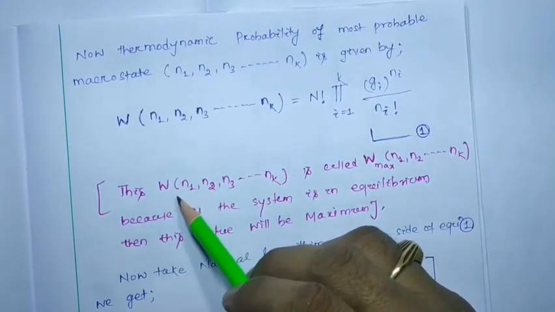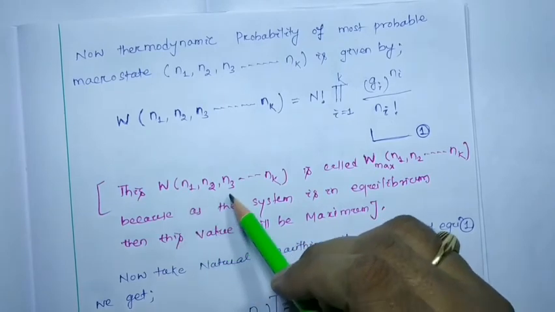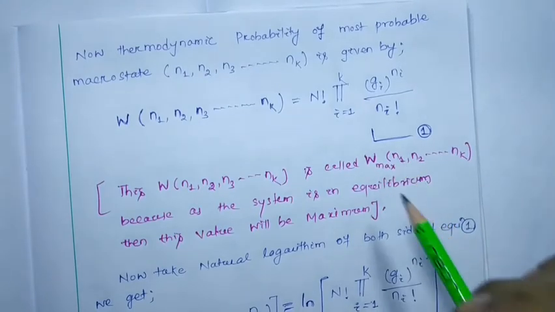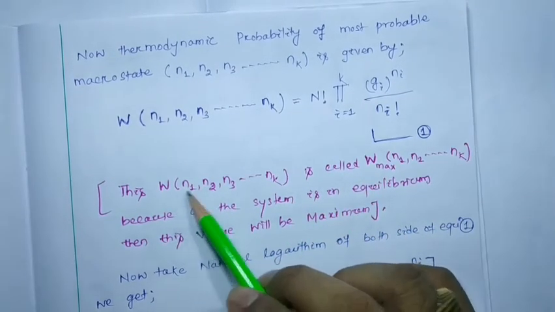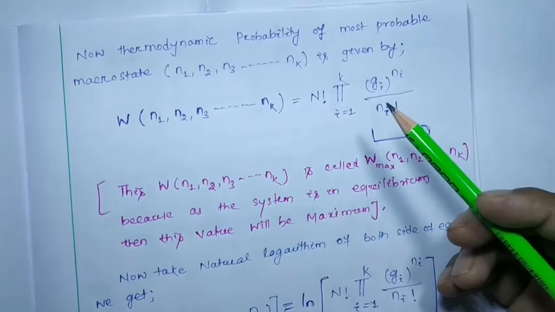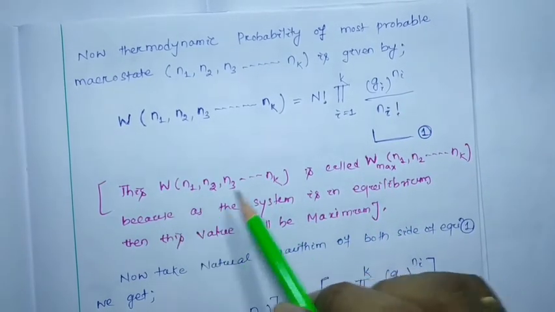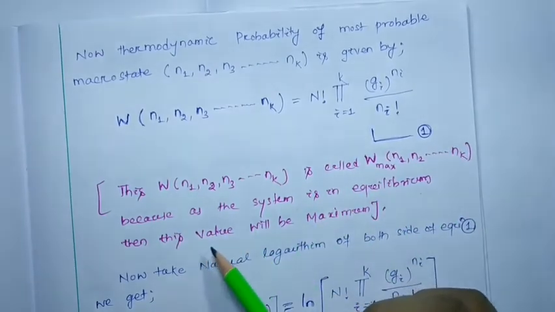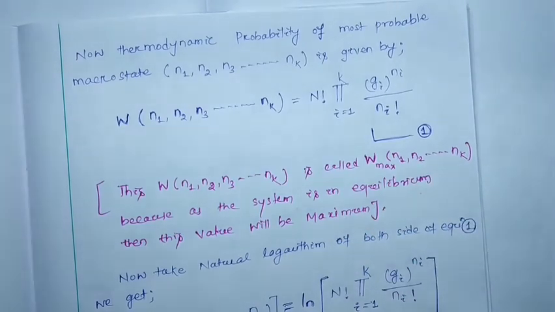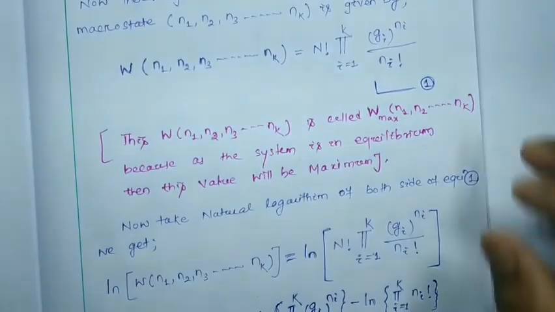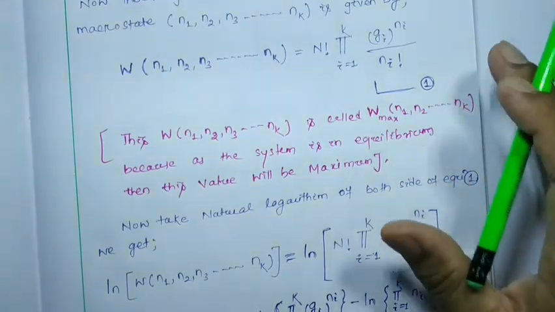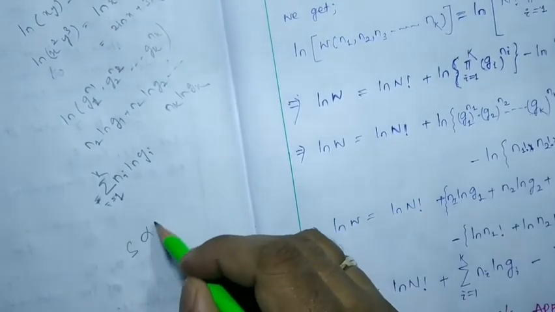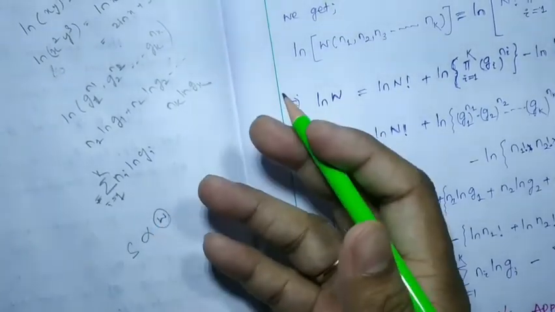This W, the so-called thermodynamic probability, is also called W max, because when the system is in equilibrium, this value will always be maximum. Whenever the system is in equilibrium, it is in the maximum entropy state. As entropy is proportional to omega, omega is also maximum.